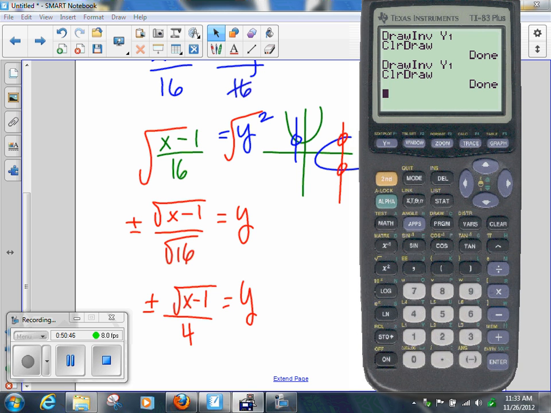No, that is going to clear. Just what I did: when I went to y equals and cleared out my y sub 1, that's my original function. What did I draw? I drew the inverse, so I had to clear that drawing off of my screen. Okay? Let's look at something else.